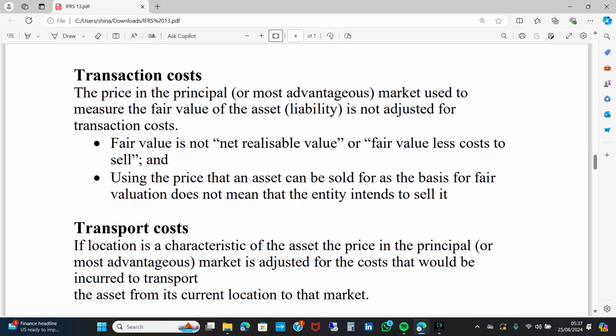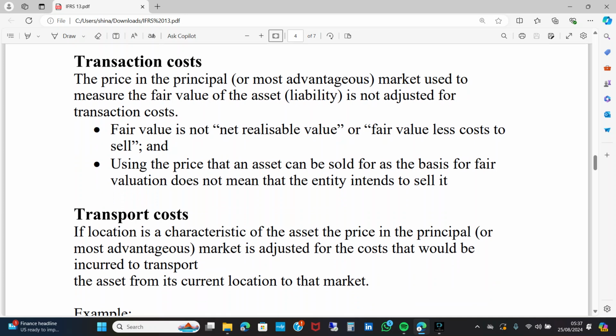Now let's start from transaction cost. The price in the principal or most advantageous market used to measure fair value of the asset or liability is not adjusted for transaction cost. Transaction costs are the costs that you will bear when you are selling the asset in the market. For example, I want to go and sell something at Computer Village, and if I go to Computer Village, I have to pay a particular levy or a tax before I can sell the asset. That's an example of a transaction cost. So cost that you incur in the market when you are selling the asset is called transaction cost. So please note, write it down.